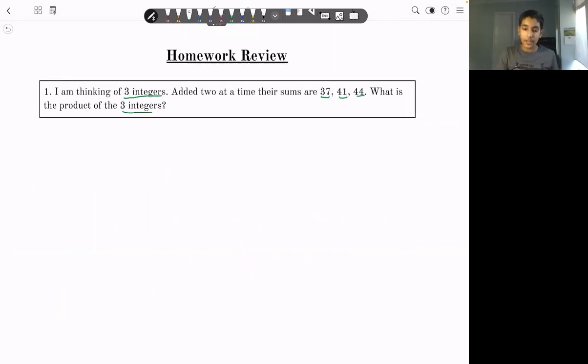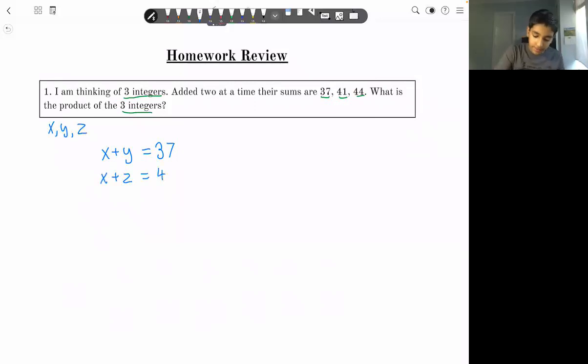So we have a condition here, so let's try and see if we can write an equation based on them. Before, I should mention that our 3 integers are going to be x, y, and z. So now, added 2 at a time, we have that x plus y is 37, and then we have x plus z is equal to 41, and y plus z is equal to 44.